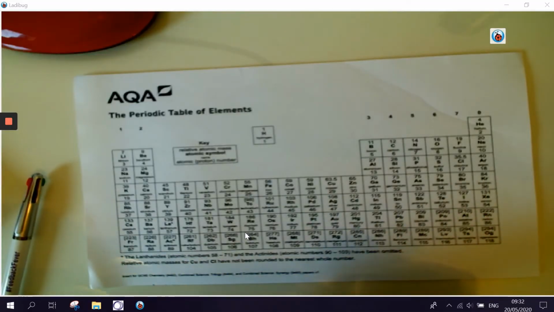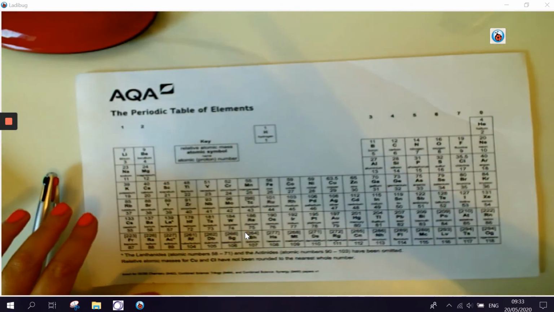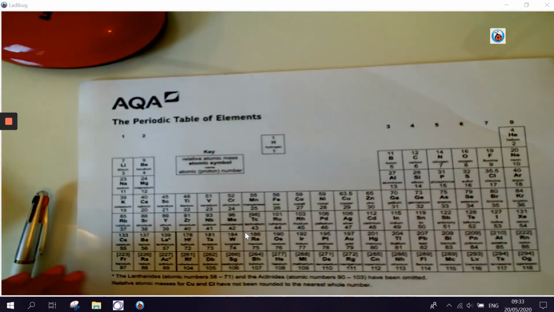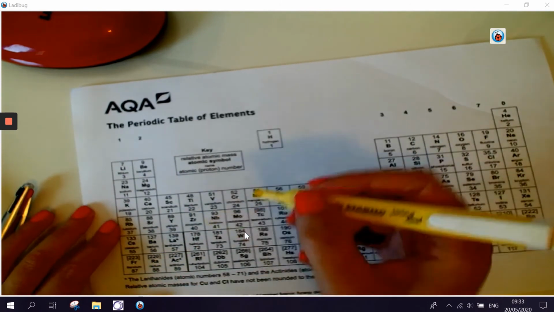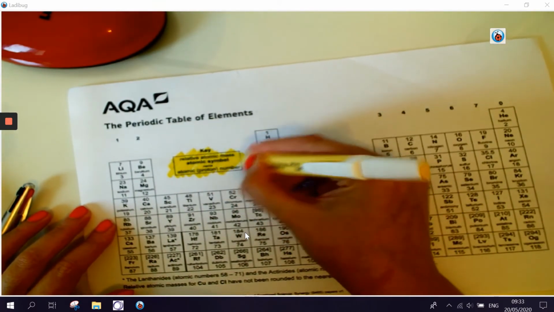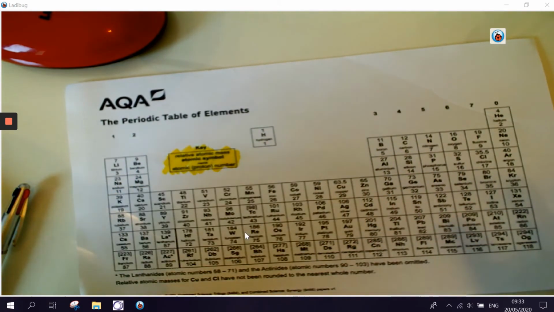Hi everyone, this is the periodic table of elements, and this is the particular one that you would receive in an exam. What I'm going to do in this video is annotate this with some really key features that would help you in using it. The first key feature is the key in the middle.